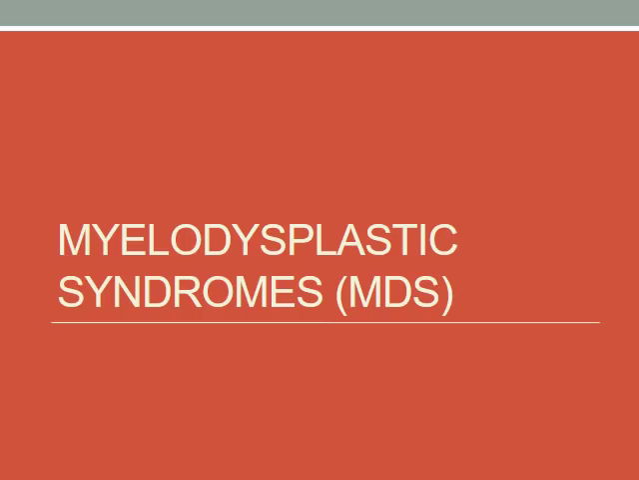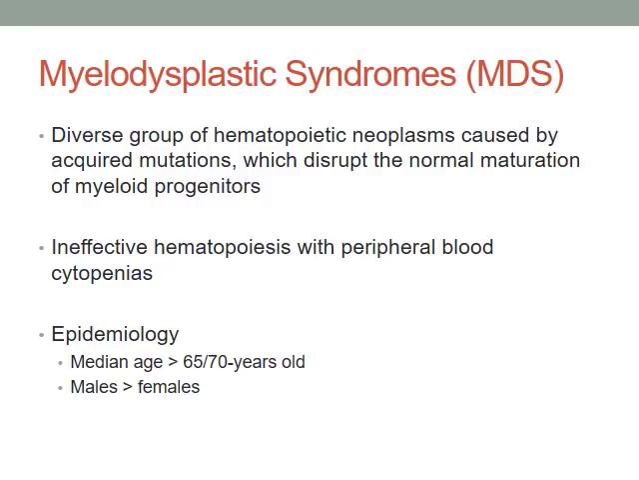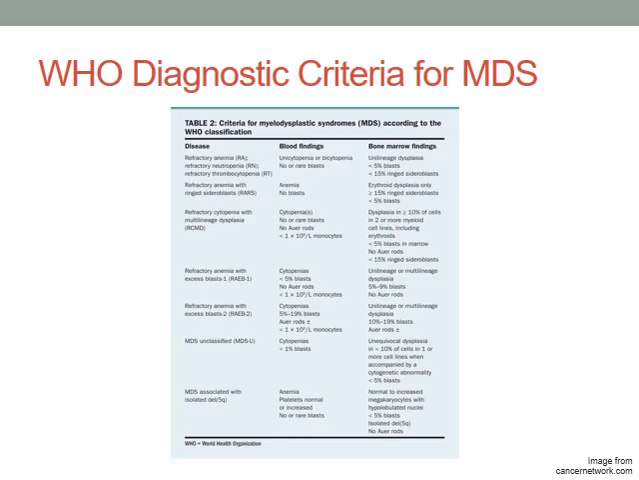Myelodysplastic syndromes. Myelodysplastic syndromes is a group of hemopoietic neoplasms caused by acquired mutations. And these mutations will cause disruption in the maturation of the myeloid progenitor cells. Myelodysplastic syndrome will cause cytopenias in a variety of different types of cells. The median age for encountering patients with myelodysplastic syndromes is around the age of 65 to 70 years of age, and it is more common in male patients.